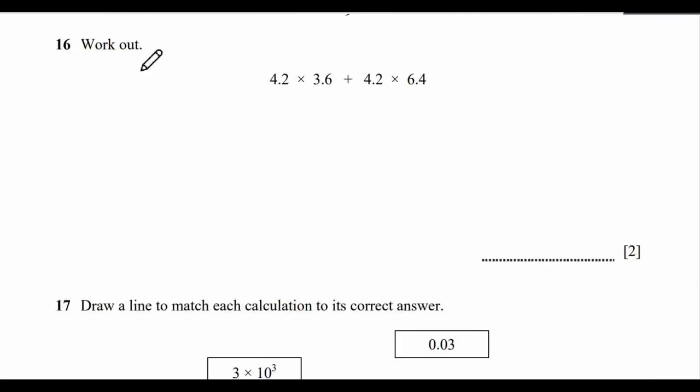Question 16 says work out 4.2 times 3.6 plus 4.2 times 6.4.